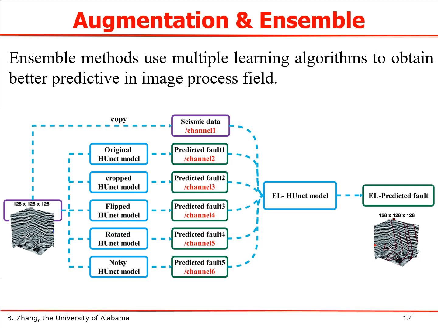Then I'm going to crop the seismic data and produce result number 1. The original seismic data produces number 2. The flipped data produces number 3. Rotated data produces result number 5. And with additional noise, I'm going to produce result number 6. Then I'm going to apply ensemble learning to the 6 different results and have my final output.